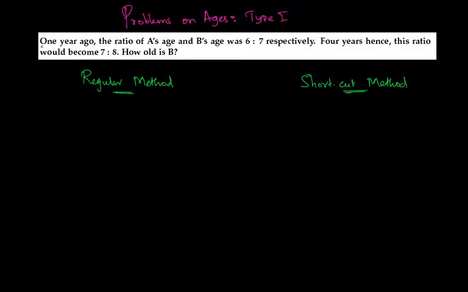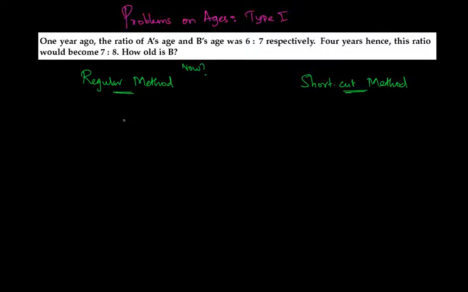The problem statement is: 1 year ago the ratio of A's age and B's age was 6:7 respectively. 4 years hence, that is after 4 years, this ratio would become 7:8. What we are being asked to find out is how old is B, that is present now.